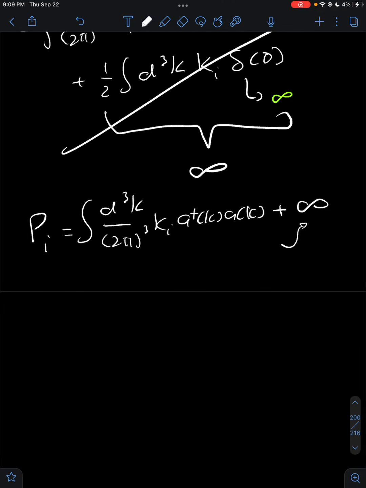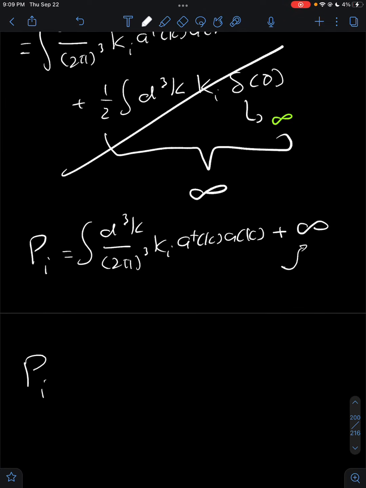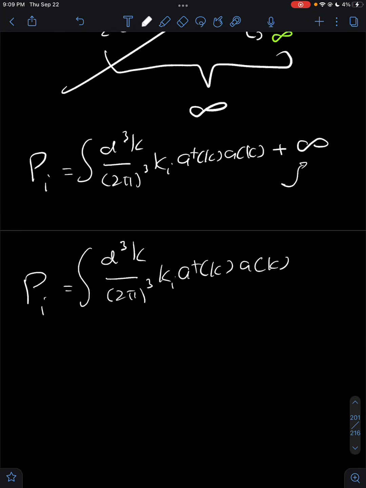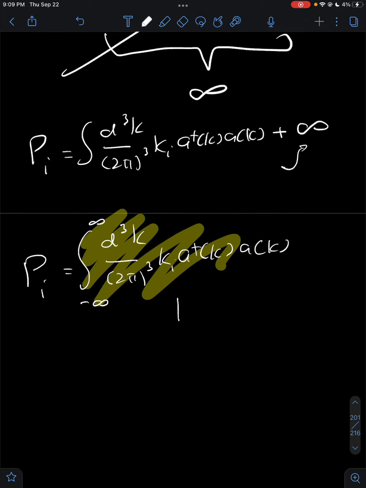So if we pretend that the divergent term doesn't exist, we now have this over here. So here is our new momentum operator for the case where we don't have any divergences. It looks pretty nice until you notice that, oh, we still have a divergence, because if we integrate over all momenta, this integral will likely diverge to infinity. So even if we remove the divergent term, we still have a divergence since we integrate over all momenta.